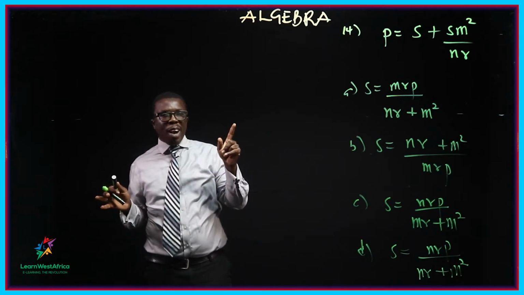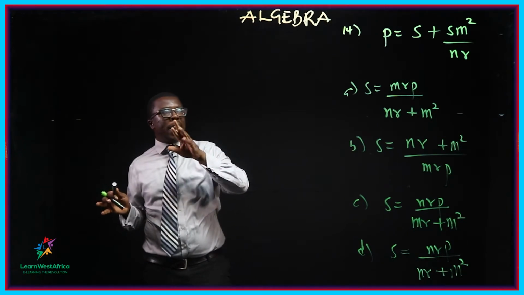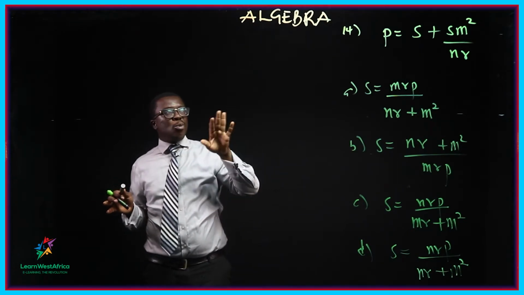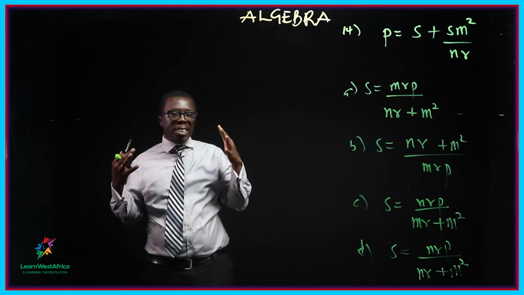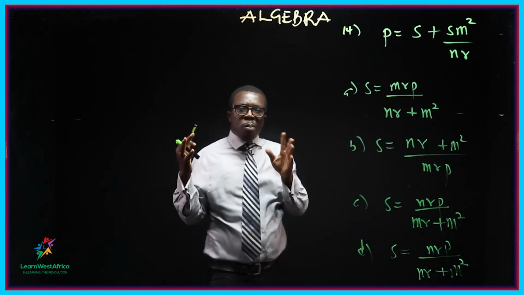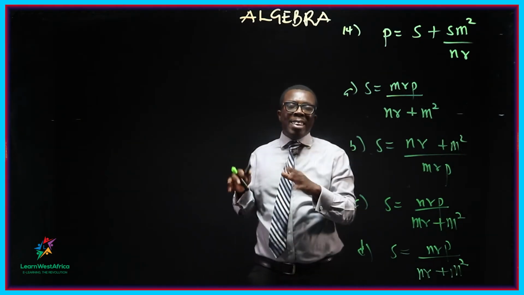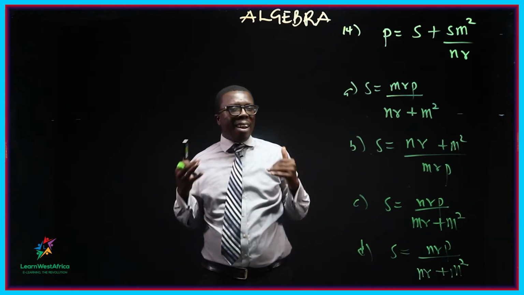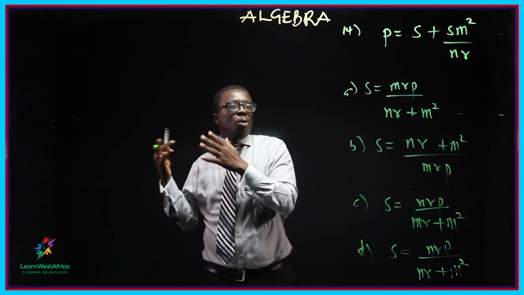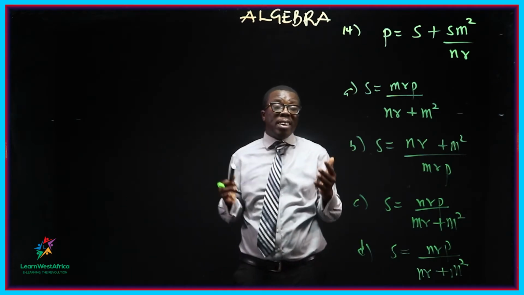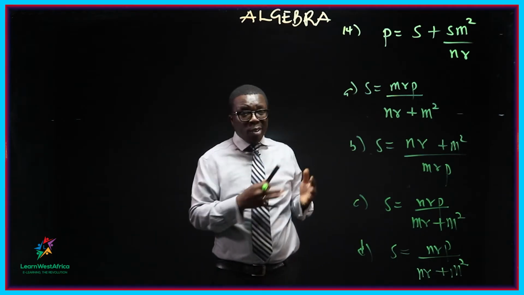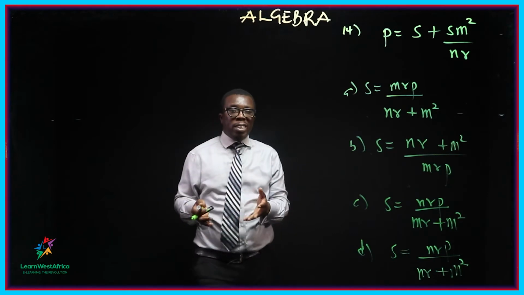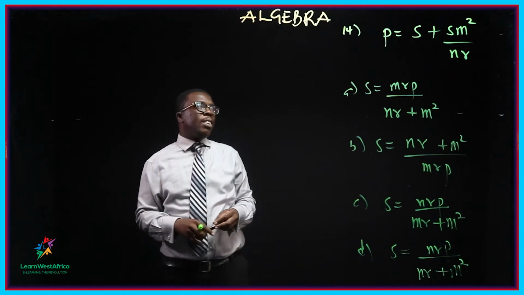We want to multiply through by NRP straight away, because we have a fraction. Changing the subject is the basis of solving an equation. When you solve an equation, you change the subject. In fact, changing of subject is the basis of solving an equation.